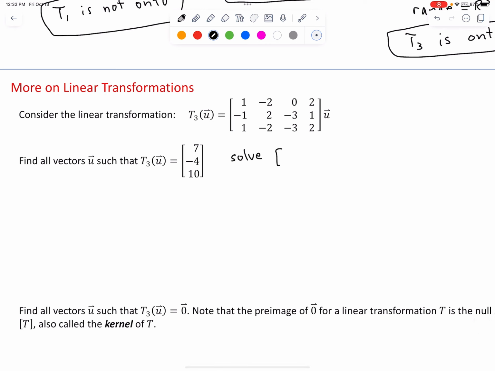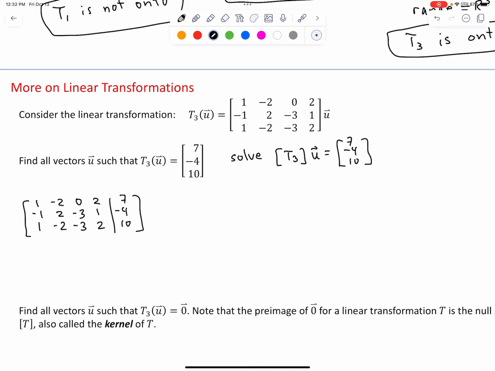We will solve the standard matrix of this transformation times vector u is equal to this vector 7, negative 4, 10. So first we'll create an augmented matrix, and then we will put this in reduced row echelon form. And once again, we see that we have 3 pivot positions. The columns correspond to x, y, z, and w. So we see that y is free.